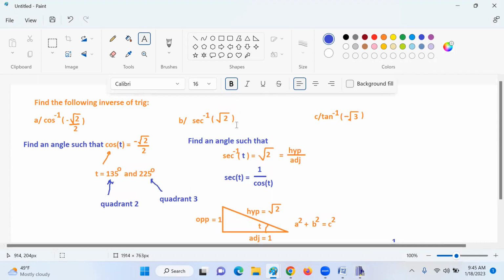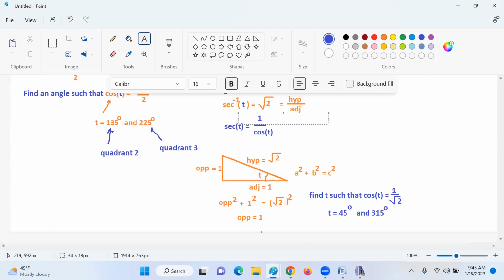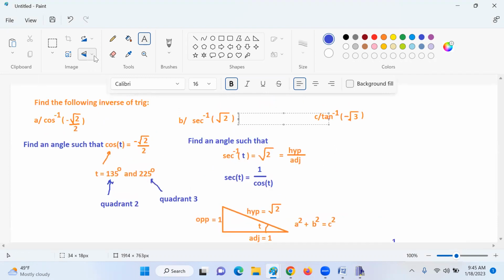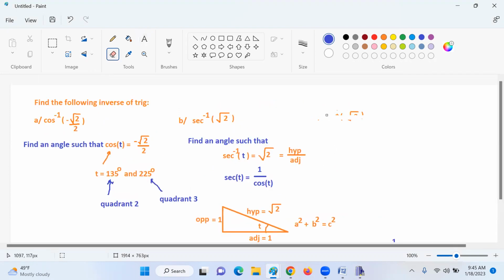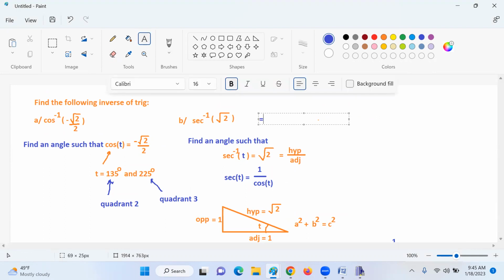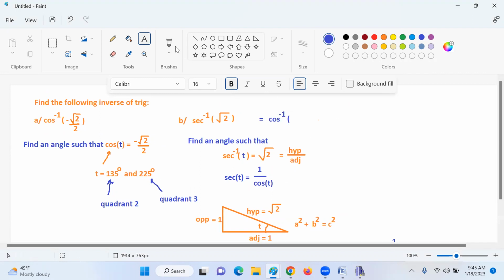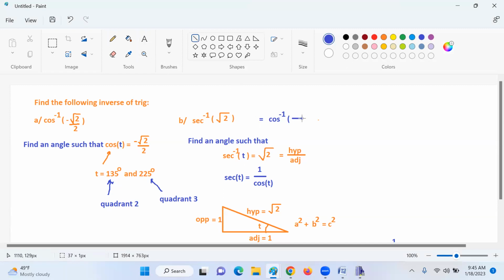So now, if I want to change this question, I want to change the question B. Okay, so I'm not going to do C anyway. I'm going to do it later on. So I want to change the question B into the inverse cosine of radical 2. But you know that the value of the cosine is the flip of the secant. So the flip of this is 1 over radical 2, or radical 2 over 2. Okay, does it make sense, people?